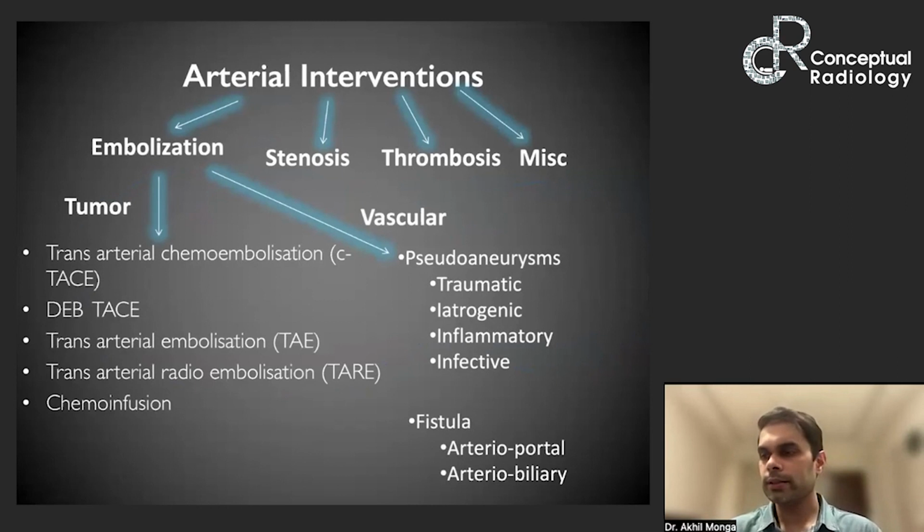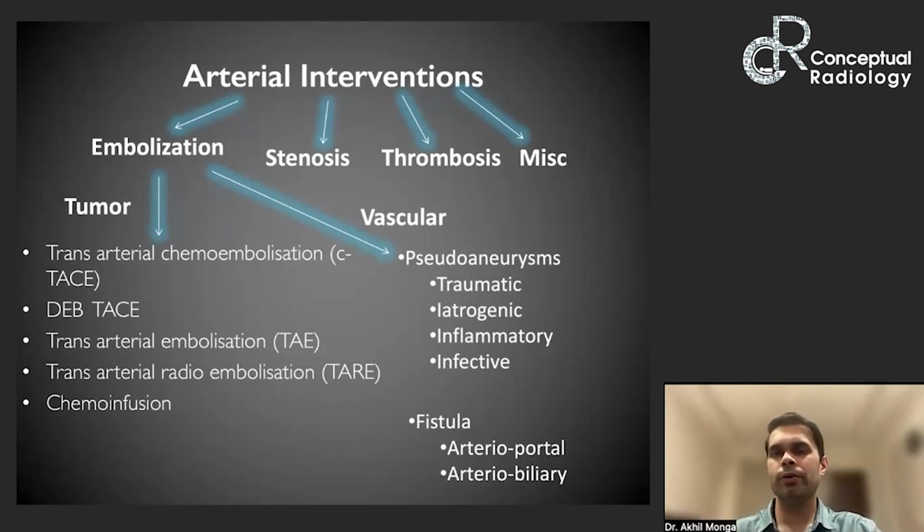Arterial interventions can be divided into embolization. Embolization is basically shutting down a blood vessel on purpose. If we do it for a tumor, then it's tumor embolization. Or if there is an arterial injury or a bleeder, then it's primarily a vessel-related embolization. In tumor, we will be covering the basic conventional transarterial chemoembolization, the drug-eluting bead TACE (DEB-TACE), and the transarterial radioembolization. These are the primary three things that you must understand.